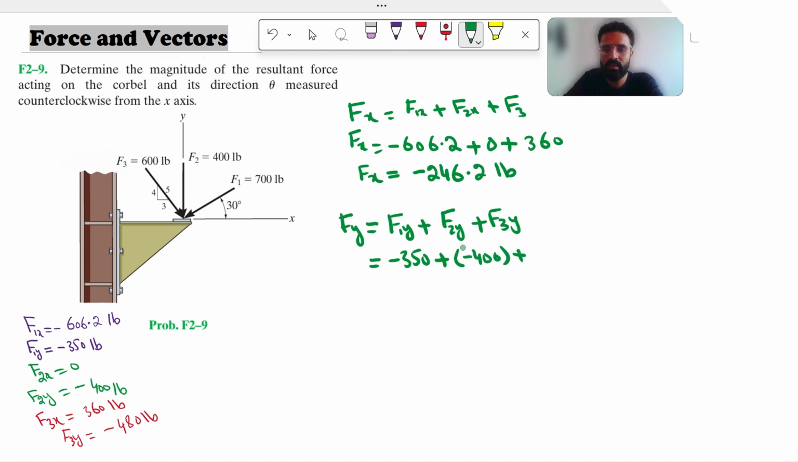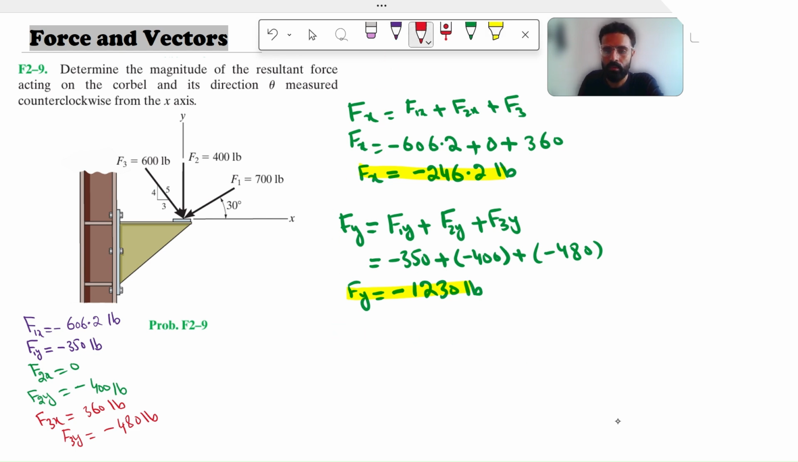So plus F3y value is minus 480. So the Fy value will be equal to minus 1230 pound. So these are the horizontal and vertical components of the resultant force. Now I will be applying the magnitude formula, so then I will get the value of the resultant force.